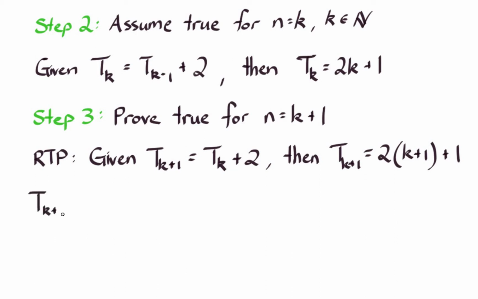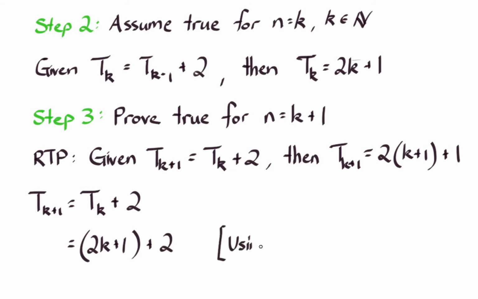That is t(k+1) equals tk plus 2. Let's start with that because now we can use step 2, can't we? Back up here. Step 2, right? We've got this assumption that we can use, that is that the kth term is equal to 2k plus 1. So let's make the substitution here. Right, so we've just used step 2.